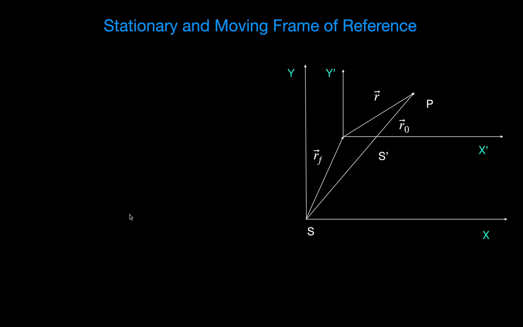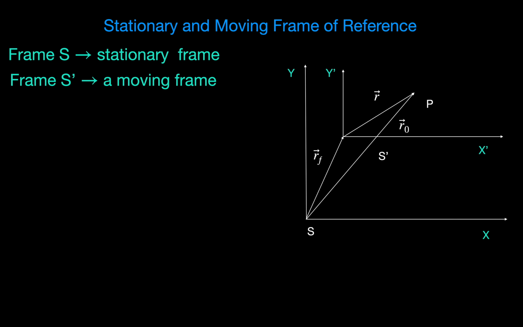Hello everyone, in this video I'll discuss relative velocity. Let's understand the stationary and moving frame of reference. In this figure, the frame S is a stationary frame of reference and it has velocity 0. The frame S prime is a moving frame of reference moving with velocity vector v_s's.